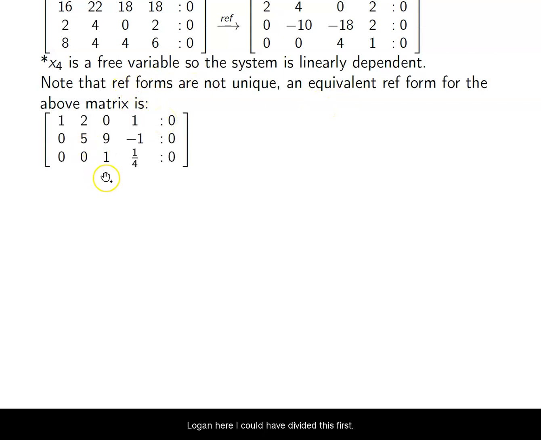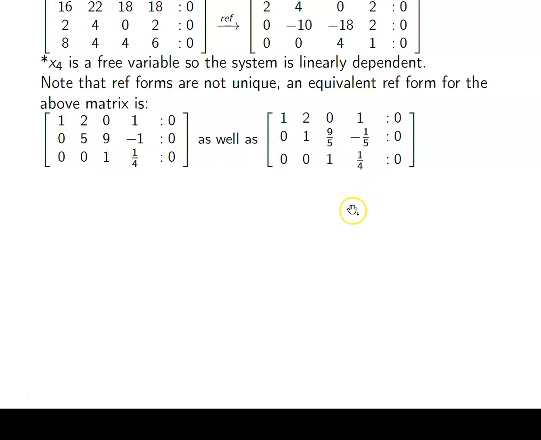Okay, so again here I could have divided this first row by 2, divided the second row by -2, and this last equation by 4. Right? This is an equivalent form to this. It represents the same matrix. All I did was divide everything. I used an elementary row operation. It's still in row echelon form. Okay. I could have divided this by 1, this by -10, and this by 4, and had ones everywhere. Just like this, right? This is also row echelon form.